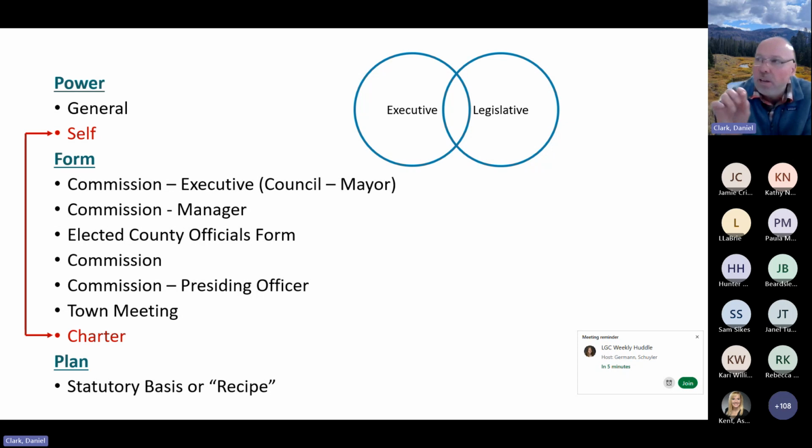So, for example, Wolf Point, they have a commission executive form of government, normal council mayor, whatever's outlined in the statute, they operate that way. However, they have self-governing powers, which allows them to operate and exercise any authority that a general governing powers community has, as well as any authority that's not prohibited by the legislature.